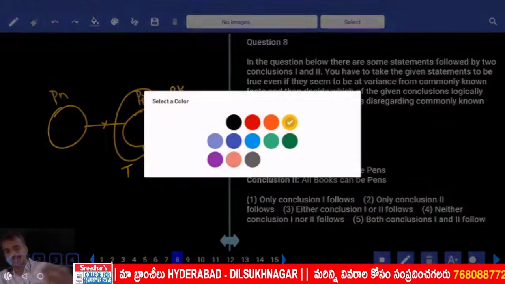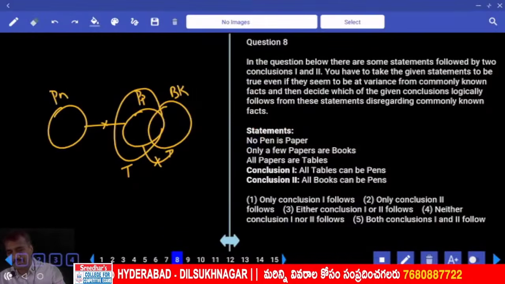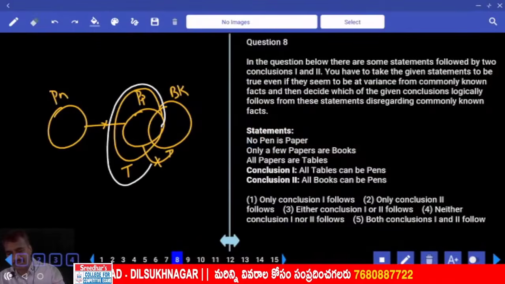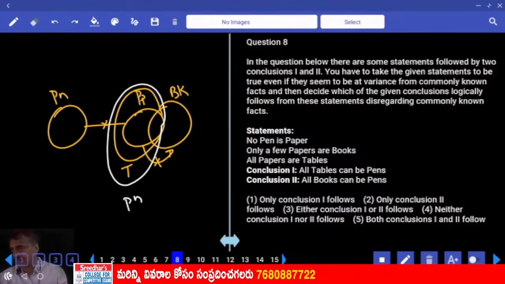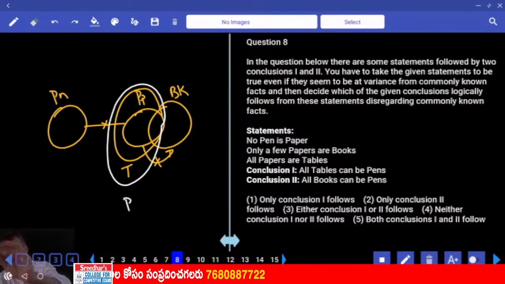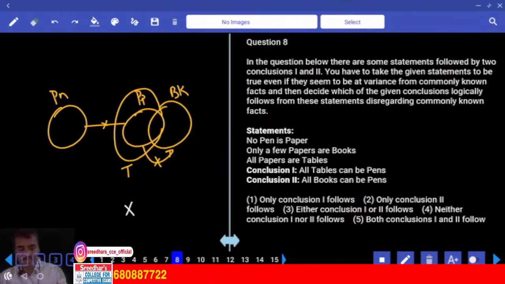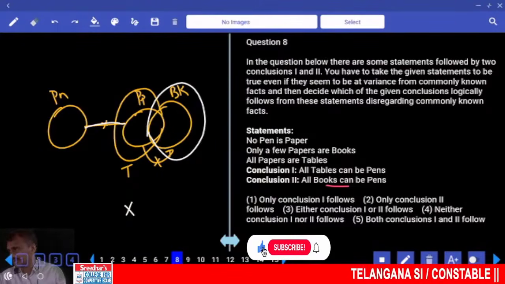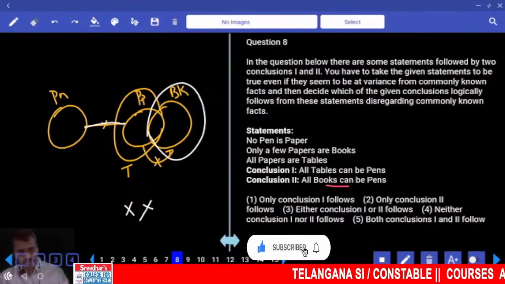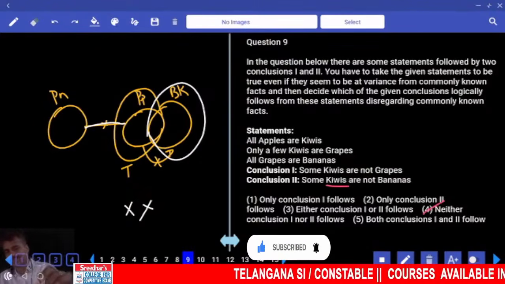Now all tables, can all tables be a part of pen? That means this entire table must be a part of pen. If you write pen like this, no pen is paper will become false. All paper is a part of pen. Follow here? Hence, this is false. It is not possible. All books can be pens. Can this entire book be a part of pen like this? No. Then also pen and paper are intersecting. Hence not possible. Neither one nor two, choice 4 for question number 8.